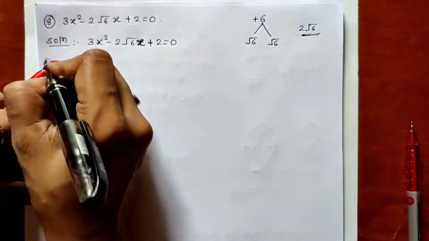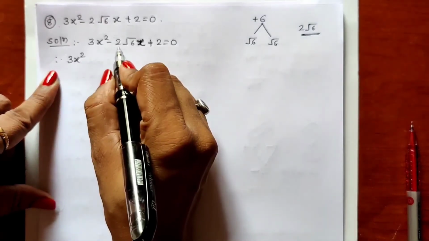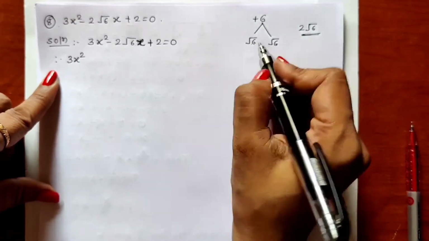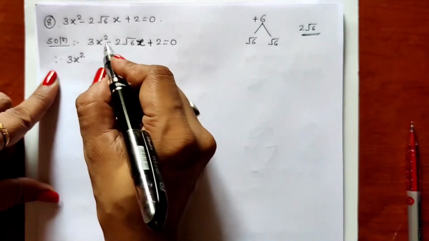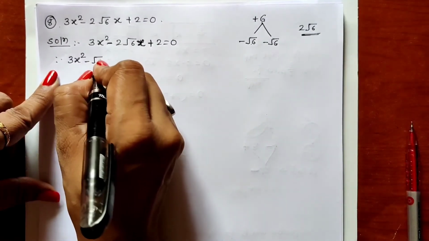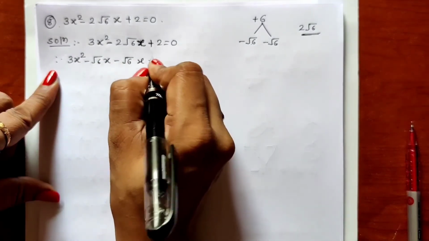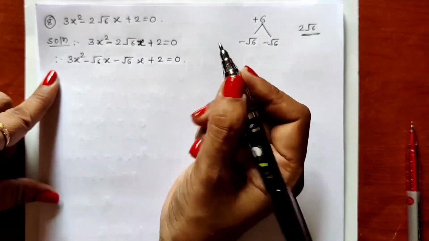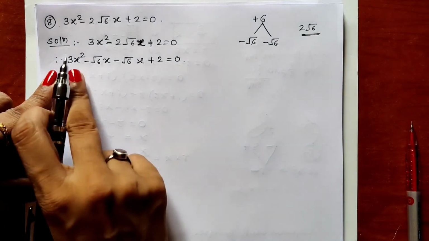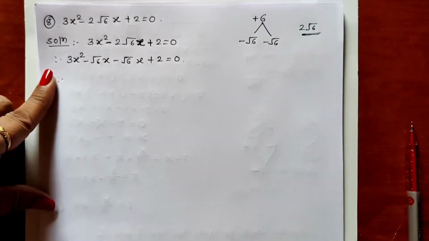So let us factorize. First term as it is, we write 3x square. In place of minus 2 root 6, we write root 6 and root 6. Minus sign should be given to both the factors. So give it minus root 6x minus root 6x plus 2 is equal to 0. Now we will have to take out common from first and second term, third and fourth term. So let us take out common.